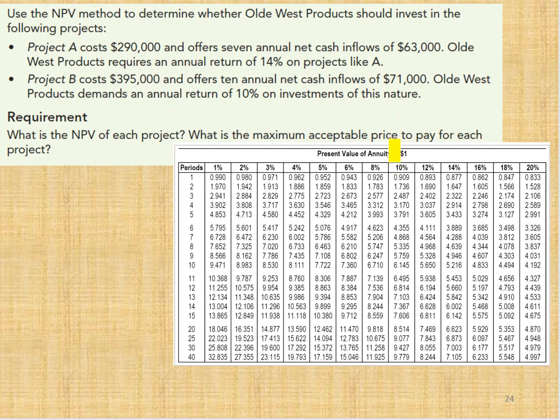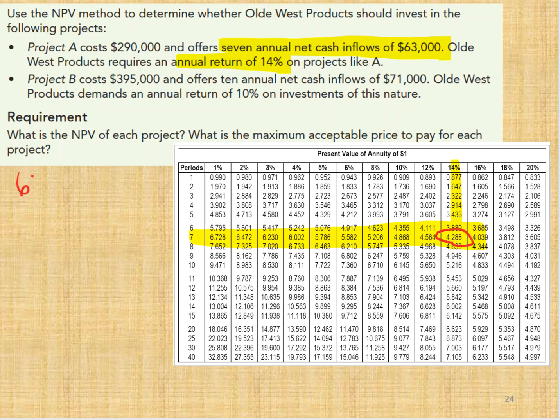We've got our present value of an annuity table. We're going to have 7 annual cash inflows of $63,000 at an annual return of 14%. So if we come over here to 14 and we go down 7, we're going to come across 7. And where those 2 intersect here is at 4.288.